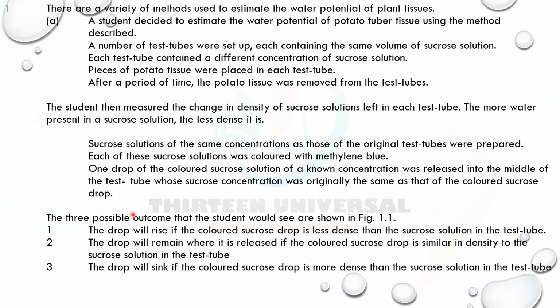Okay, the three possible outcomes that the student would see are shown in Fig 1.1. The drop will rise if the colored sucrose drop is less dense than the sucrose solution in the test tube. The drop will remain where it is released if the colored sucrose drop is similar in density to that of the sucrose solution in the test tube. So it remains at the same level. The drop will sink if the colored sucrose drop is more dense than the sucrose solution in the test tube. Okay, these are the instructions, so you have to pay attention to them and remember what I've said.